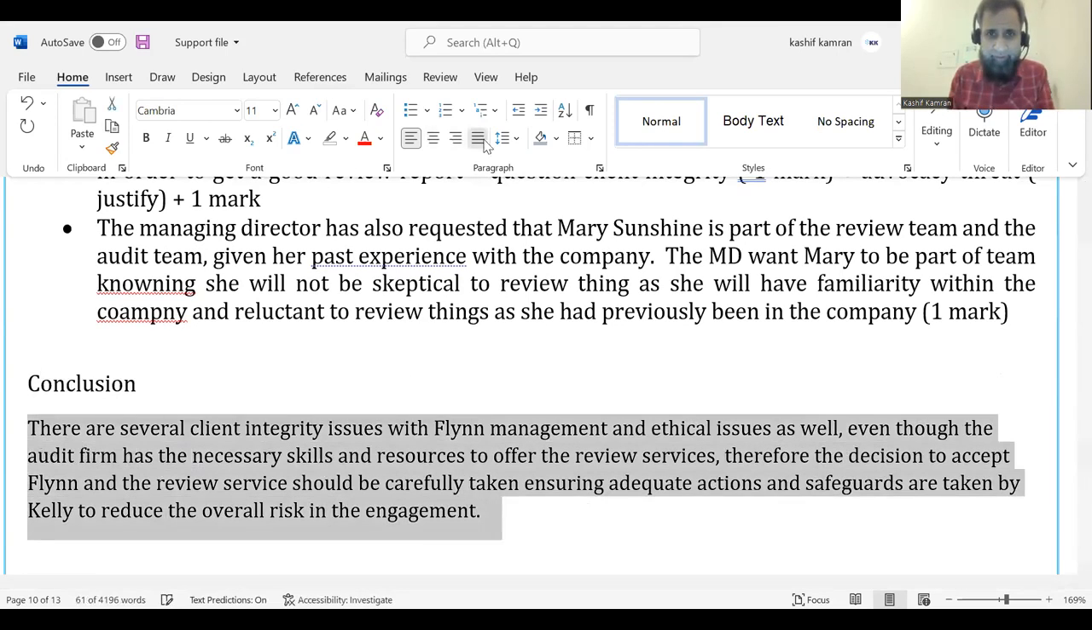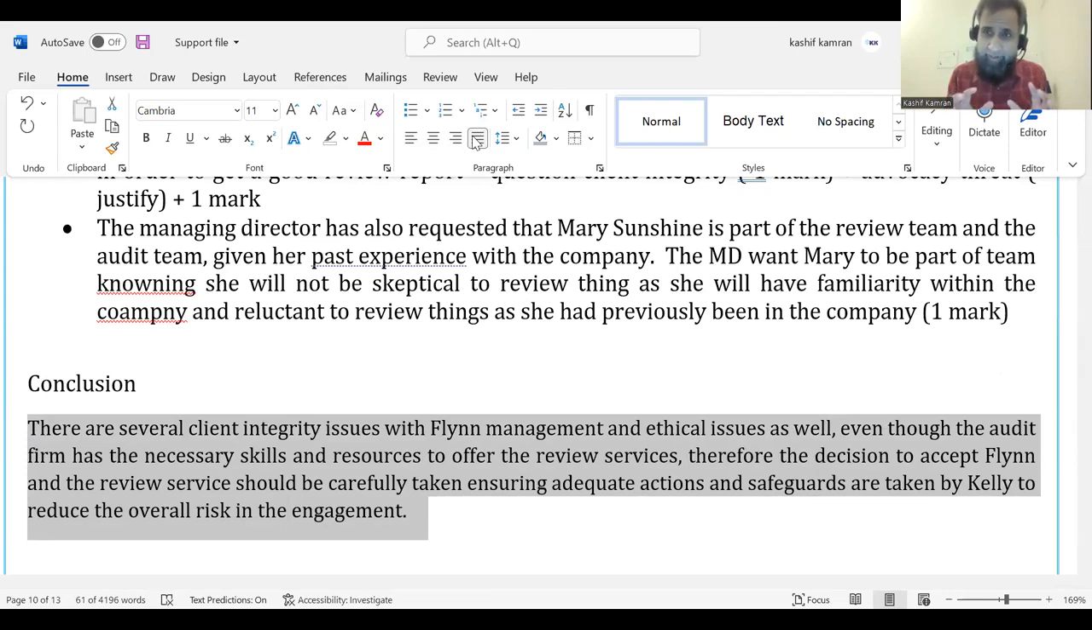Two sentences. I'm saying there are several client integrity issues, I'm not repeating them, and ethical issues. However, as an audit firm, we do have competence because we are chartered certified accountants offering a range of services, and we have the resources to offer the review service. Therefore, the decision to accept Flynn and to offer them the review services should be carefully taken. I'm not giving my decision, I'm diplomatic, with adequate actions and safeguards. If I take the proper safeguards, I can overcome the ethical issues.